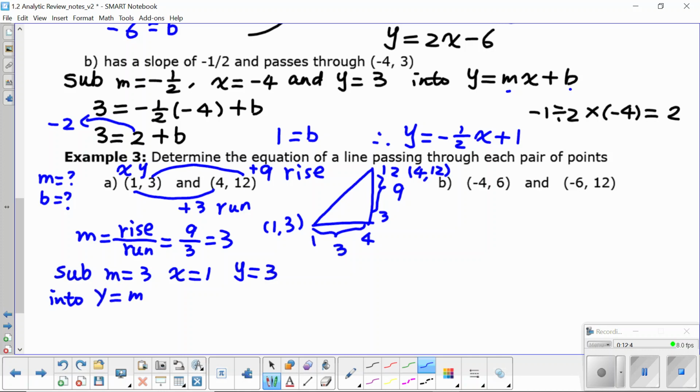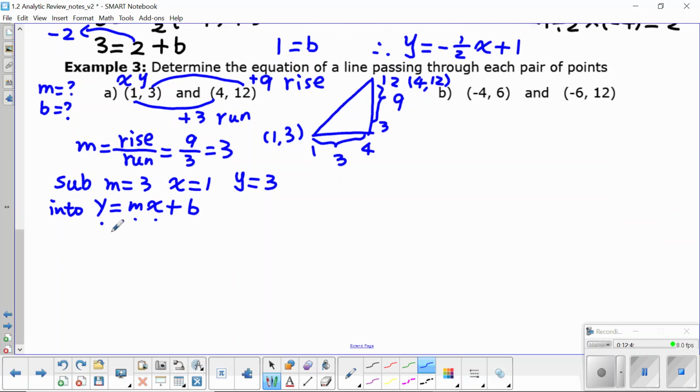Then in this equation you have 4 variables, 3 of them given, then you have only one unknown, then we can solve it. So this one will be y is 3, m is 3, x is 1, so bracket means times, plus b. No operation sign between these two numbers means multiply.